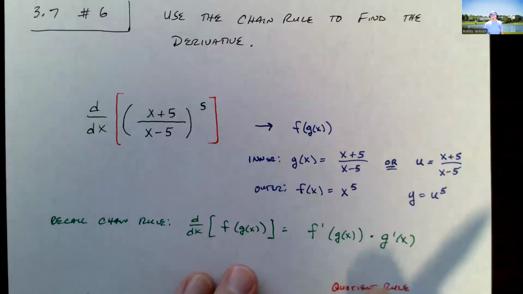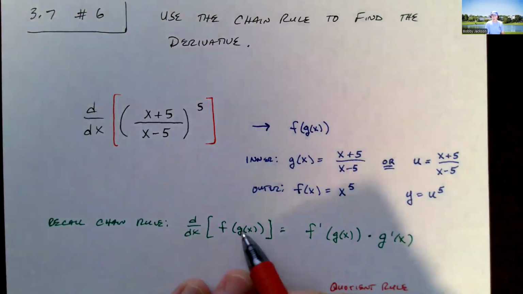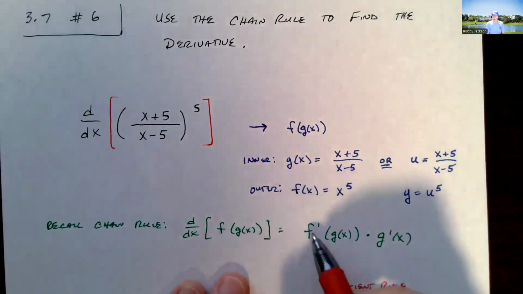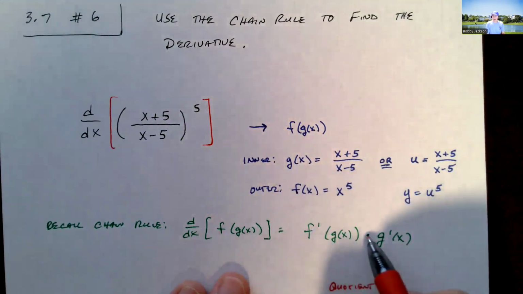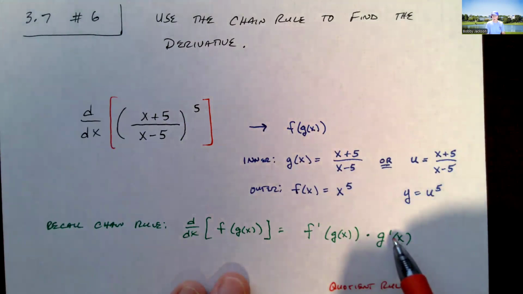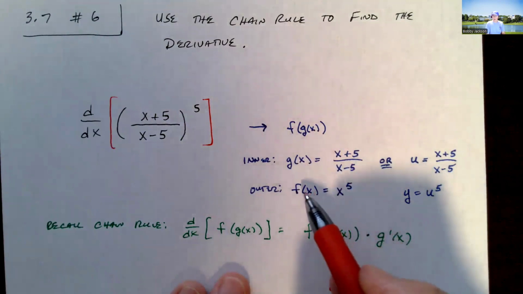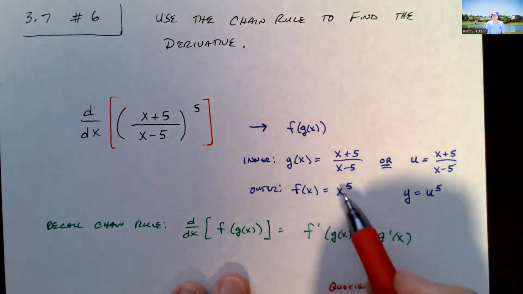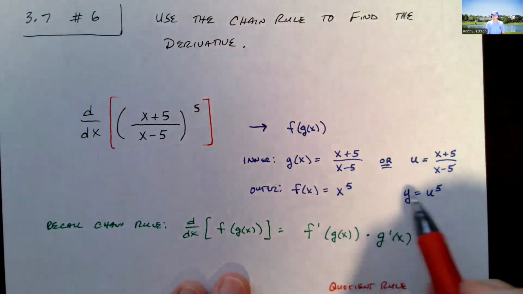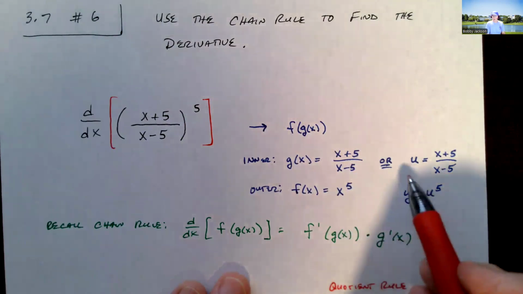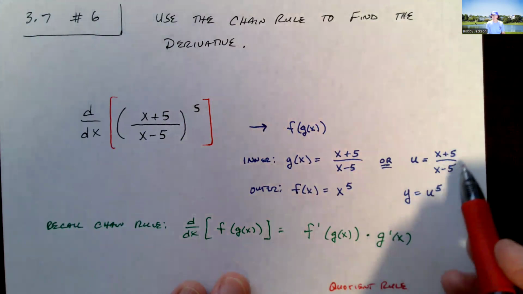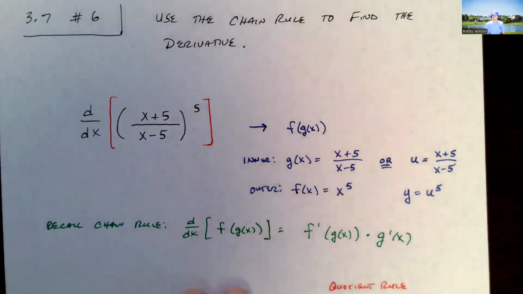So recall the chain rule. For a composition of functions, the derivative is what? The derivative of the outer function f, evaluated at the inner, times the derivative of the inner. Okay, so I'm going to have to take the derivative of the outer function. And what's the derivative of u to the fifth? It's what? 5u to the fourth by the power rule. But then times what? The derivative of u with respect to x. And when I take the derivative of this, I'm going to end up using the quotient rule.